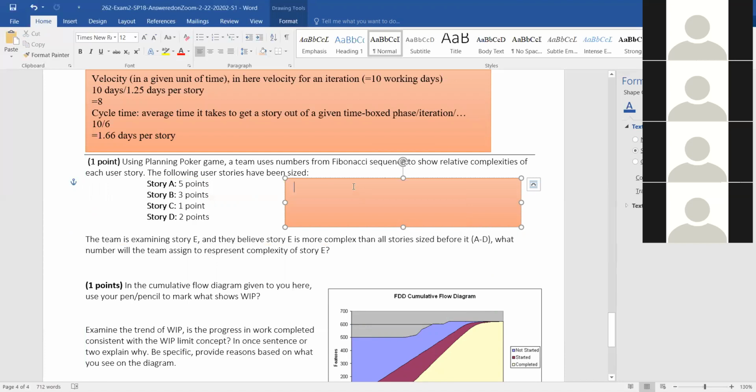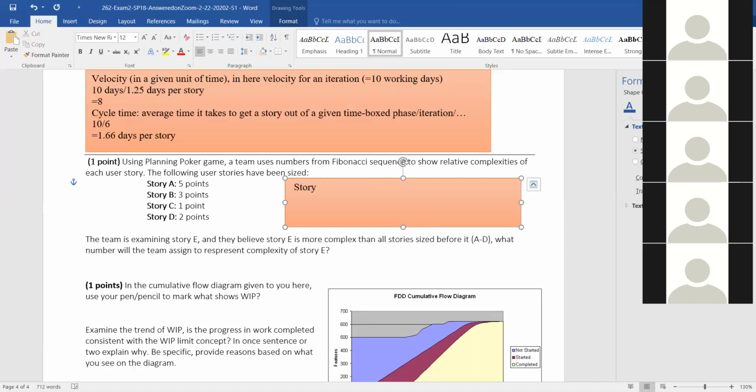What did we do for this one? Using planning poker, a team uses numbers from the Fibonacci sequence to show relative complexities of each user story. The following user stories have been sized: A, B, C, D, and their story points. E is more complex than all of them. What number would you give to E? Nico? So if I remember correctly, in the Fibonacci sequence, the next number would be 8 after 5, right?